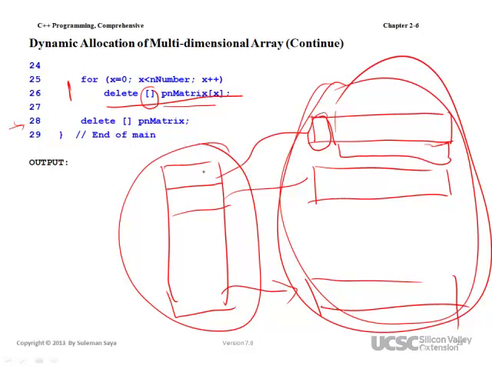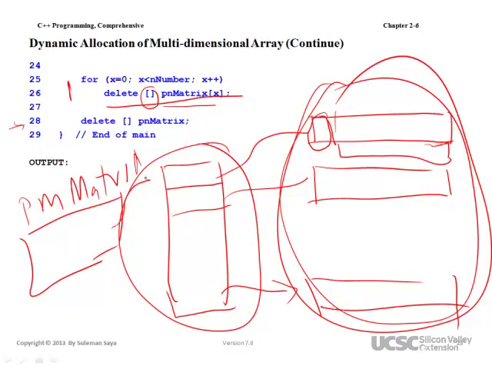Again, since pMatrix is a pointer on the stack, this is pointing. So if you forget the square bracket, it will just delete this one, and then the rest of the array of addresses is still going to be there.